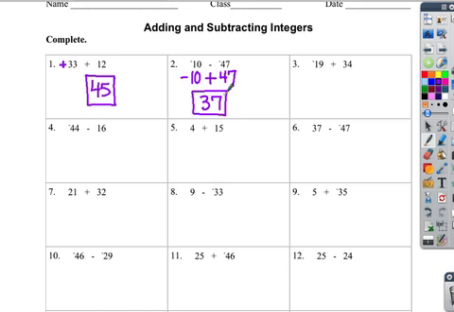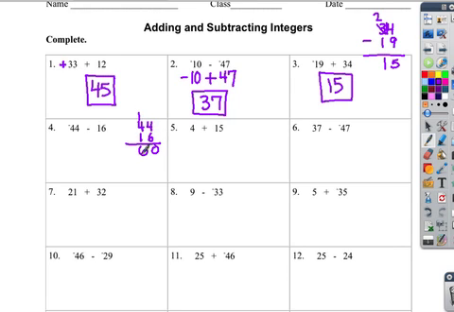Number 3. These are different signs, so I subtract. 34 minus 19, I need to borrow, gives me 15. Take the sign of the higher number, which is positive. Number 4. Negative 44 minus 16 are the same sign, so I add and keep. 44 plus 16 is 60, and I keep the negative sign.